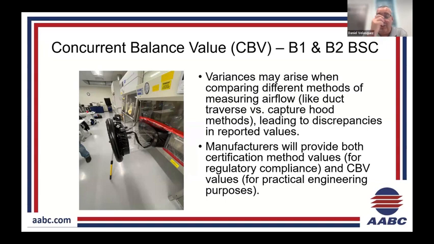If there's a big point I could get out of this, this would be one of them. If you're on a job with a B1, B2, look for a concurrent balance value. If the engineer doesn't even know it, you might run an RFI to the engineer, because sometimes the engineers don't even know what they are. But it is very vital to use the CBVs when you're balancing these cabinets.